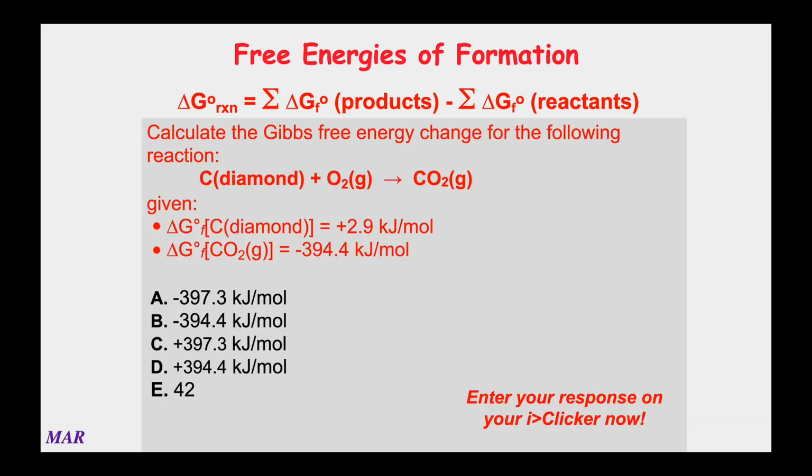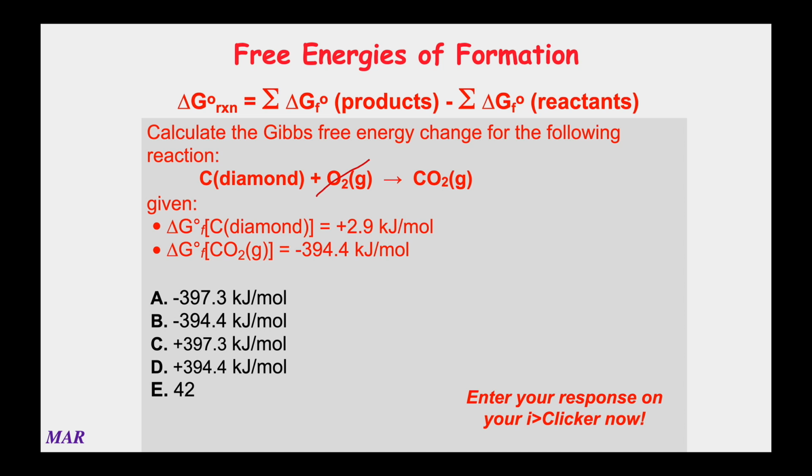Here's a reaction. We can calculate the delta G, the Gibbs free energy change, for diamond plus oxygen going to CO2. But notice here that I only gave you 2 values: diamond and CO2 only. For Gibbs free energy values as well as enthalpy, elements in their standard states will have values of 0. So in this reaction, oxygen is an element in its standard state. It's going to have a delta G value equal to 0. It would also have a delta H value equal to 0.